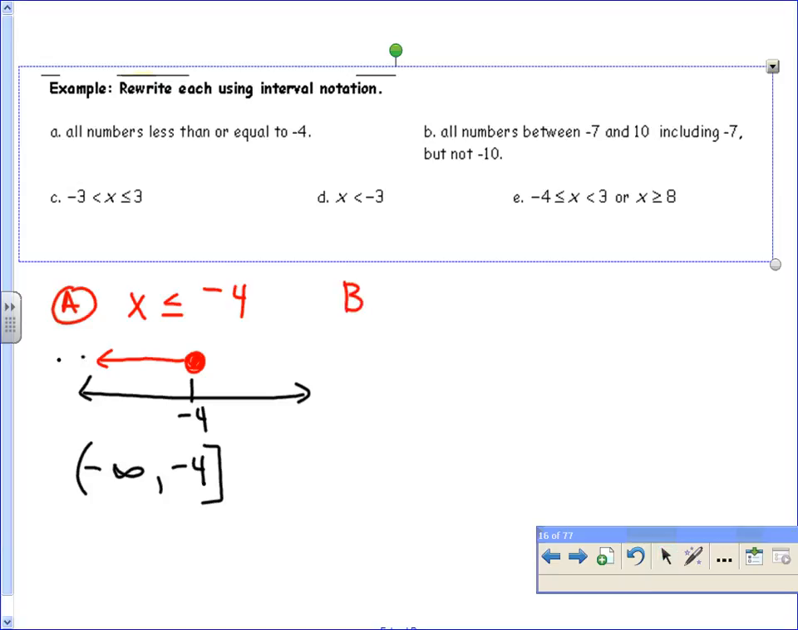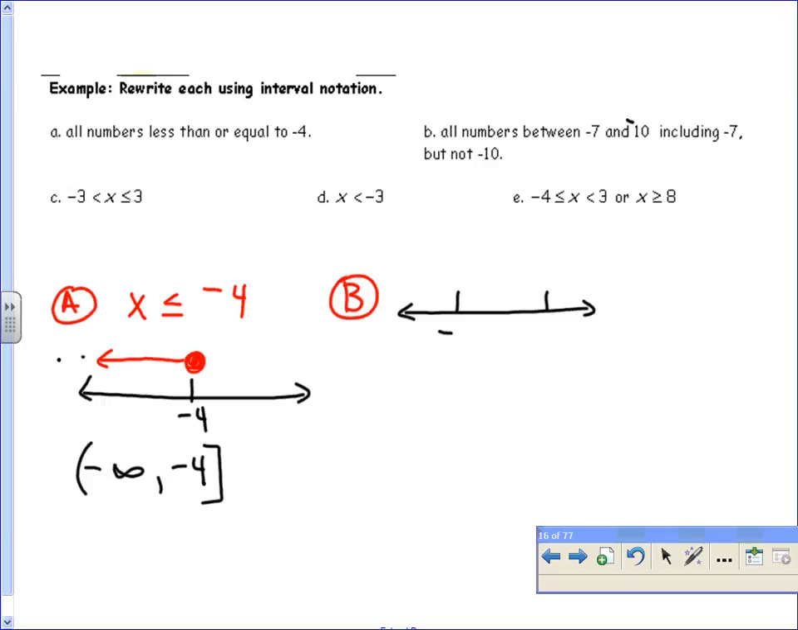Okay. All right. Now B, this one, all numbers between -7 and 10, including -7, but not -10. Okay. So let's resort to using the number line until we get really good at this. The smallest number there is that should be a negative there. So this should be, it's going from -7 to -10. Okay, so it's going to include -7, but is not going to include 10.